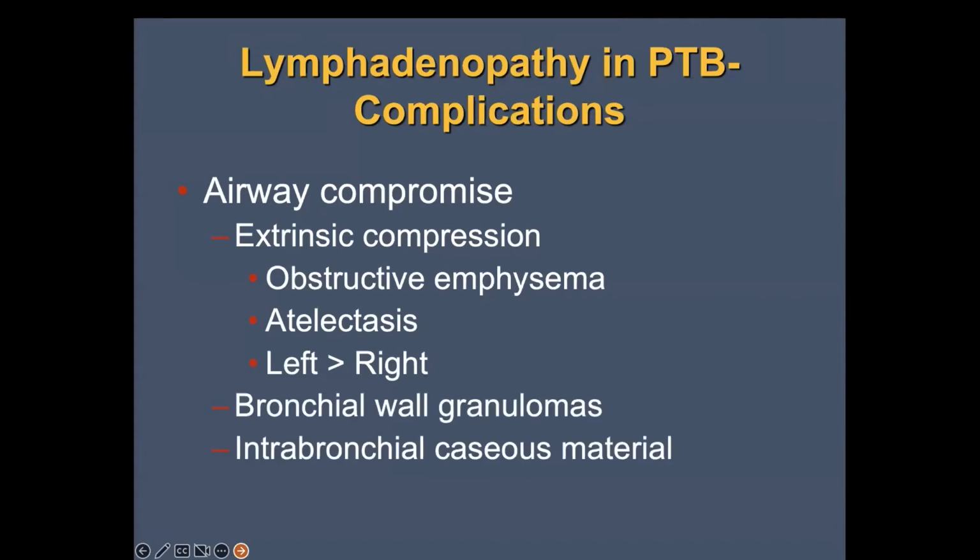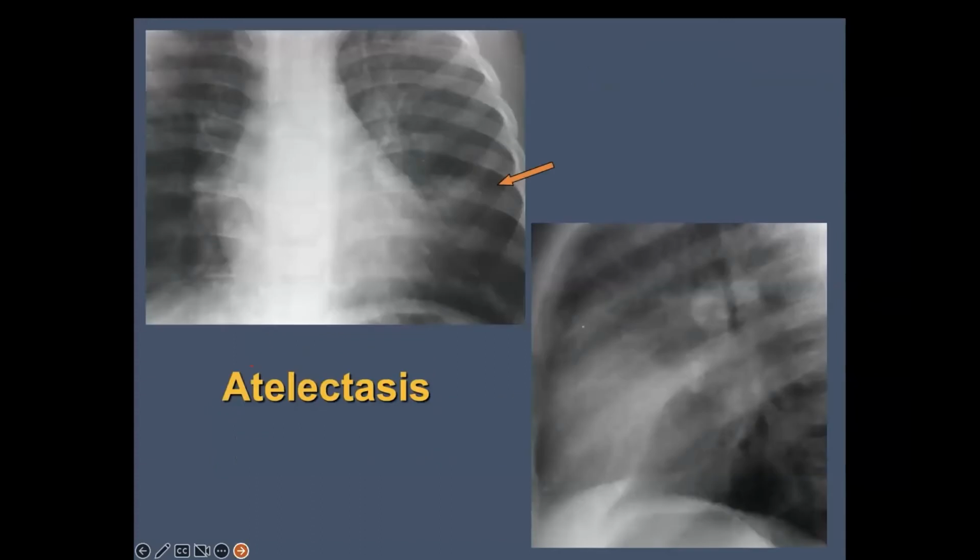You can also have endobronchial occlusions, either due to granulomas that develop in the bronchial wall, or to caseous material that just plugs up the airway. But in any case, you'll tend to see atelectasis. Atelectasis is common in children with a variety of infections anyway, because their airway is small and easily compromised. And atelectasis is sometimes subtle.